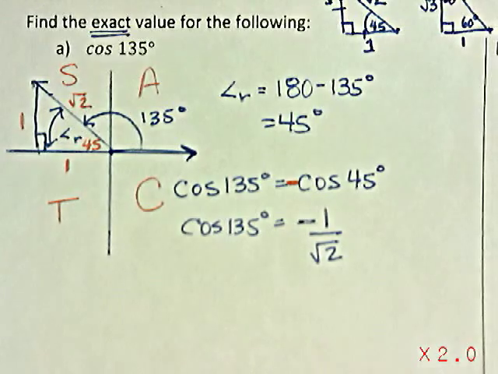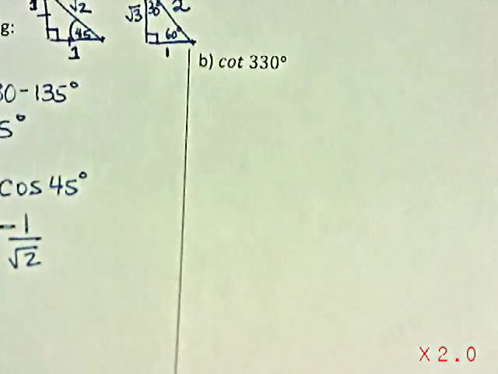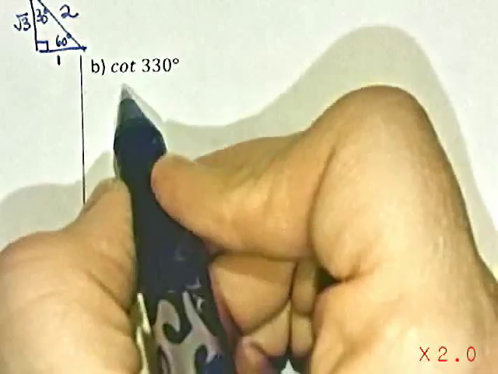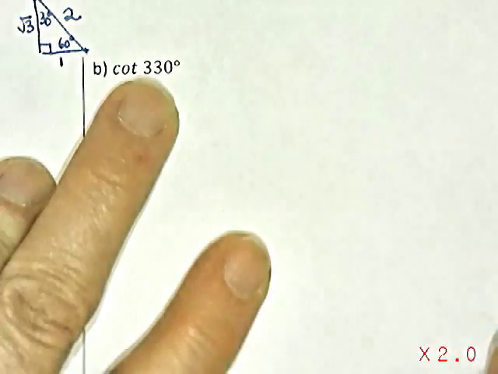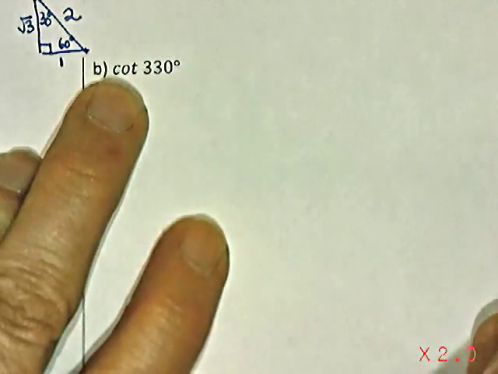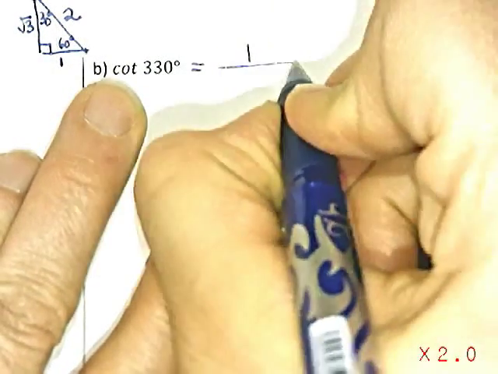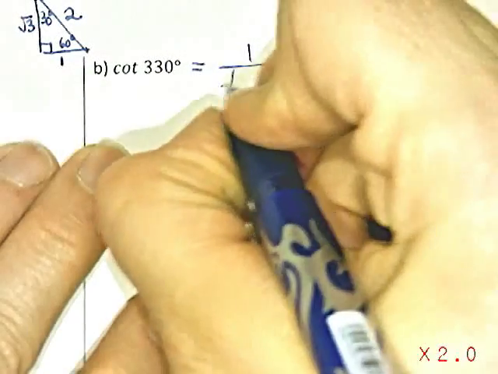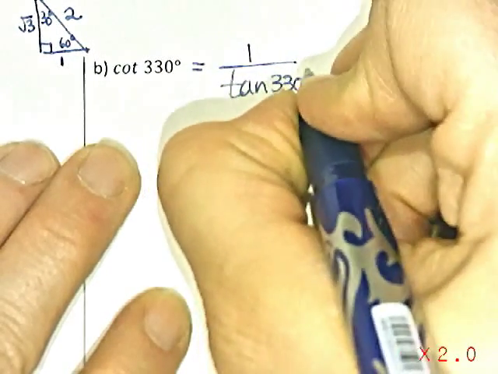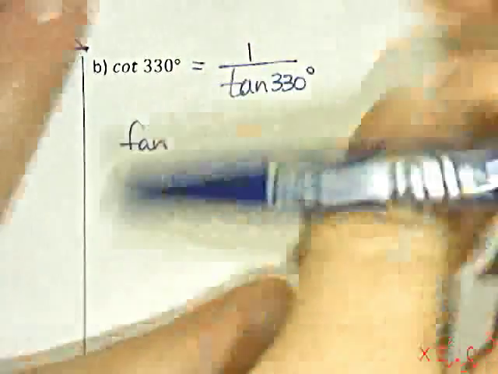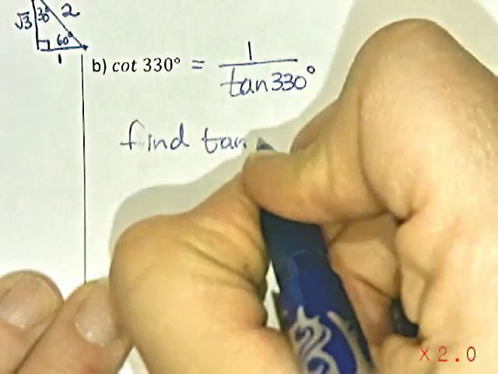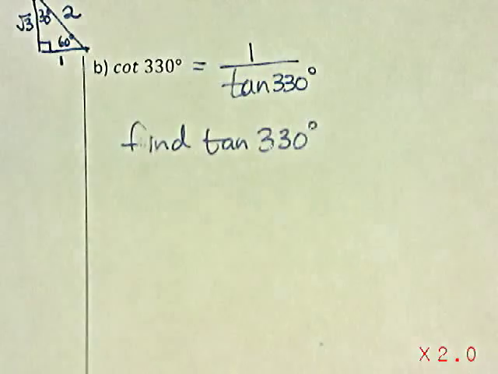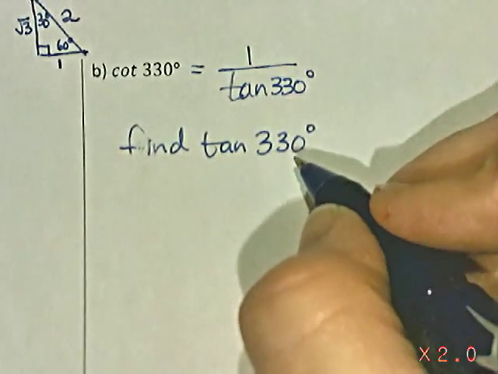Let's try that again, but this time with a secondary trig ratio. Now I know that the cotangent of 330 degrees is the reciprocal value, or 1 over the tangent value of 330 degrees. So I'm simply going to find the tangent ratio of 330 degrees. And then in the end, when I'm done, I'm going to flip it upside down so that it is the cotangent ratio.